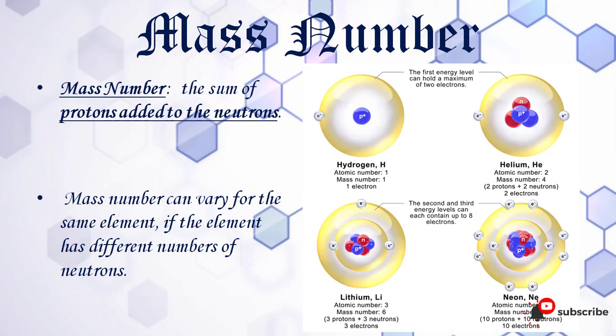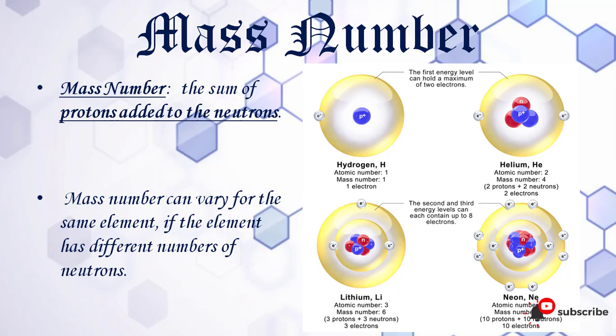Now coming to the mass number. Mass number is basically the sum of protons added to the neutrons. That is basically the mass of the nucleus. So the particles present in the nucleus constitute the mass number. न्यूक्लियस में ऑब्वियसली प्रोटॉन्स और न्यूट्रॉन्स मौजूद होते हैं, तो उन्हीं के नंबर को जब हम ऐड कर देते हैं तो हमारे पास मास नंबर आ जाता है. Mass number can vary for same elements if the elements have different number of neutrons.